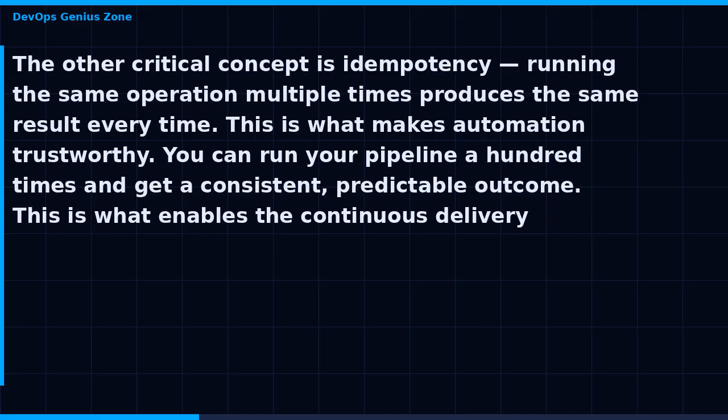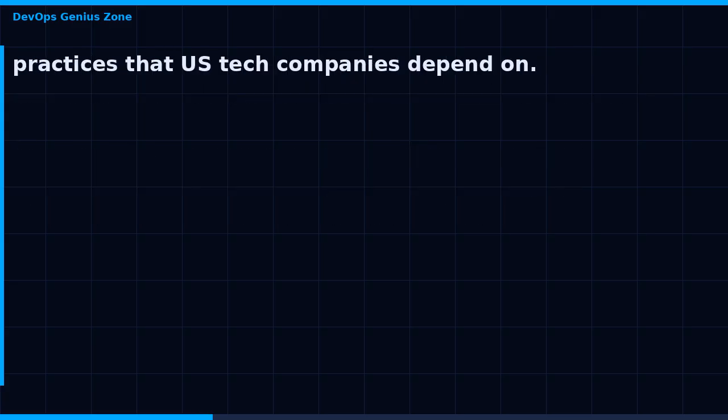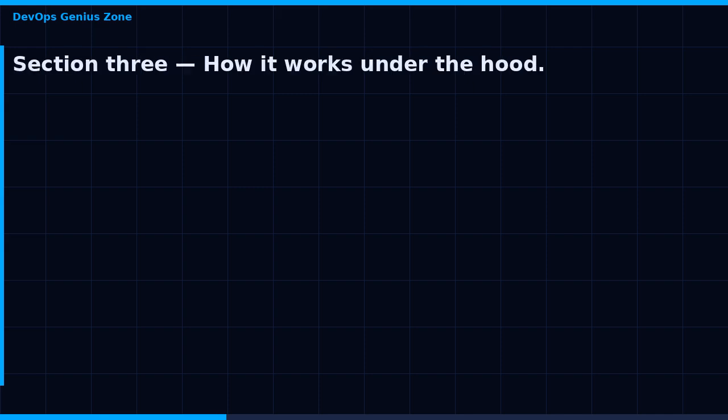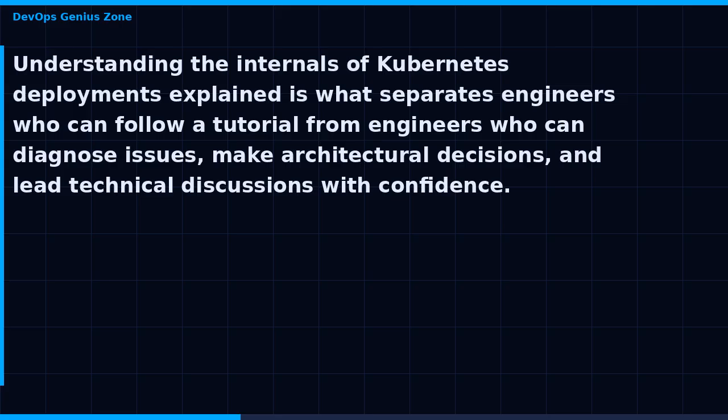Section 3: How it works under the hood. Understanding the internals of Kubernetes Deployments Explained is what separates engineers who can follow a tutorial from engineers who can diagnose issues, make architectural decisions, and lead technical discussions with confidence. When you interact with Kubernetes Deployments Explained, there is a control layer that receives your instructions, validates them, computes the difference between the current state and your desired state, and then executes the operations needed to close that gap. This reconciliation loop runs continuously.